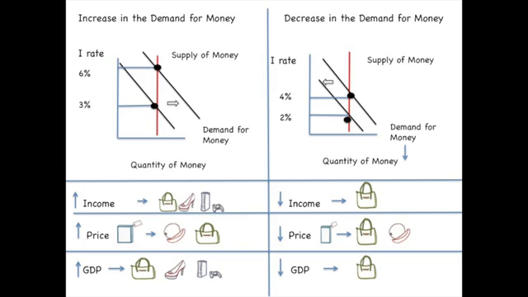A decrease in the demand for money will decrease the interest rate, and this will happen for one of 3 reasons. Number 1, income goes down. Now you can't afford as much, so you don't demand as much cash on hand. 2, the price of the goods go down. Now you don't need as much cash to buy those goods that you always bought. And 3 would be GDP, or production, goes down. You don't need as much money because there aren't as many goods to buy.